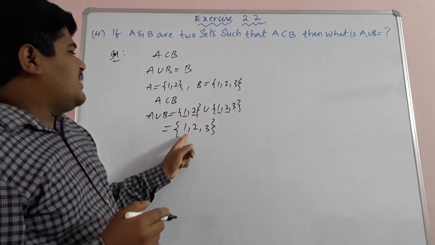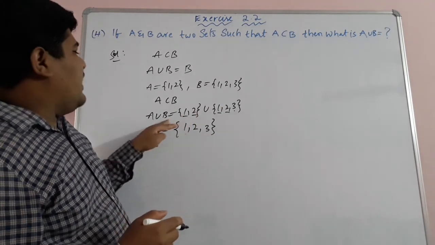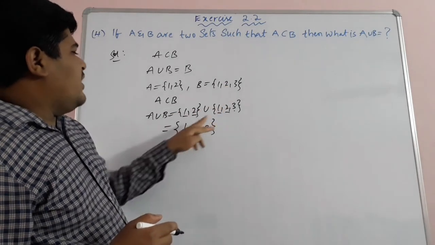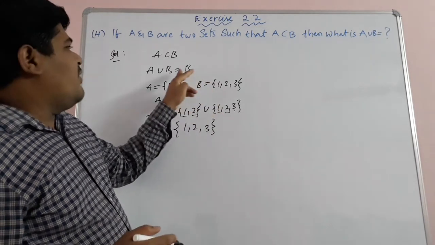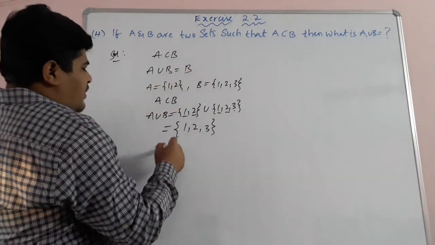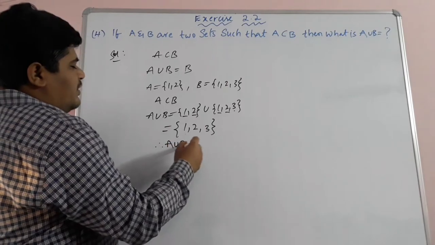So 1, 2, 3 is the answer. So here, what is your observation? A is {1, 2}, B is {1, 2, 3}, A union B is {1, 2, 3}. So A union B is equal to what, children? B only, no? That is what we wrote here. So you can write, therefore, A union B is equal to B.